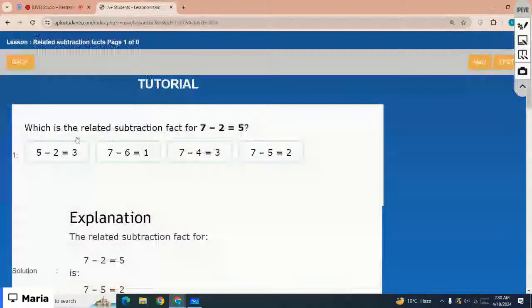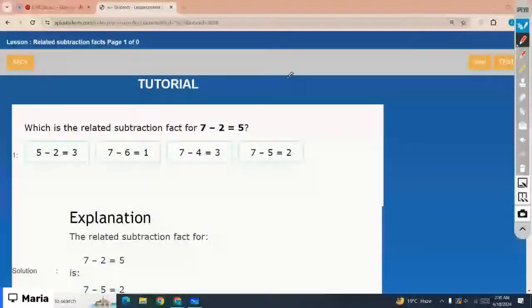Which is a related subtraction fact for 7 take away 2 equals 5, right? You need to find the related subtraction fact first. A related subtraction fact is the one that has exactly the same numbers, like the expression has 7, 2 and 5, but their order is different.